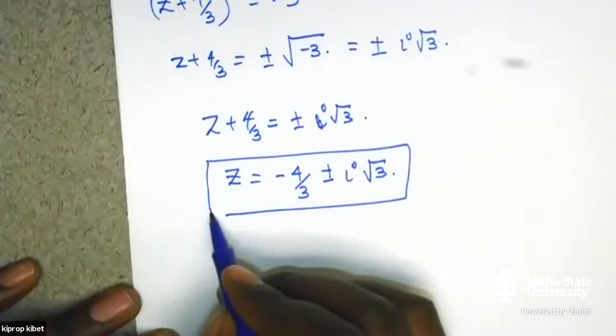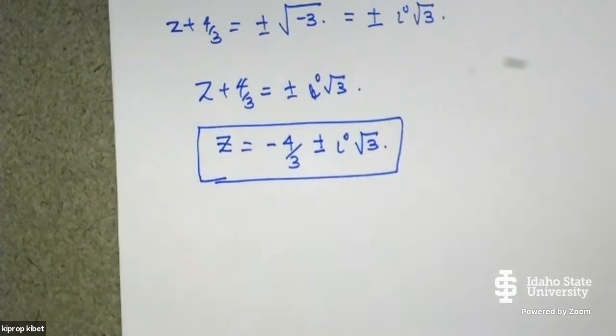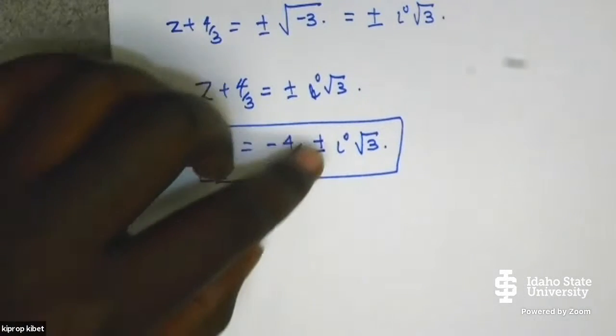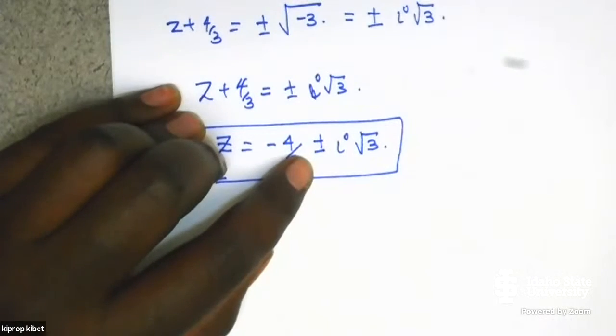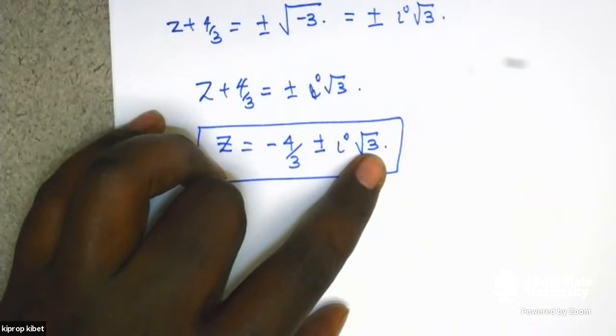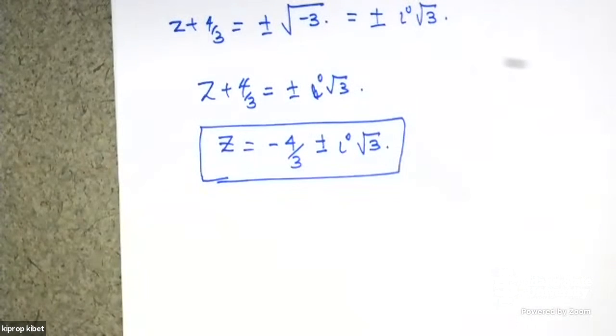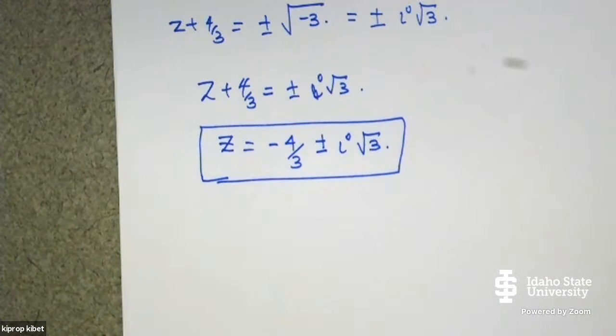So in your exam, you can just write like that. You can just leave it like that. But in Newton, I don't think they have the plus or minus. So you can just say minus 4/3 plus i, root of 3, comma, minus 4/3 minus i, the root of 3. But in your exam, you can just write it like this.